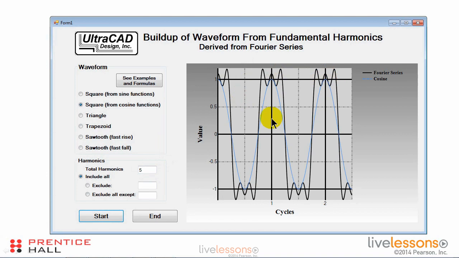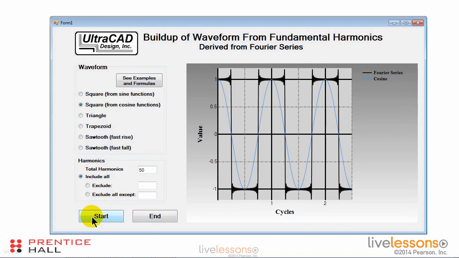Now, one of the things you may not have seen as we went through this illustration is to look at the rise time on this approximation of the square wave. And let's just change the number of harmonics from 5 to 50. Now watch what happens to the rise time as we change the number of harmonics. And it improves considerably.